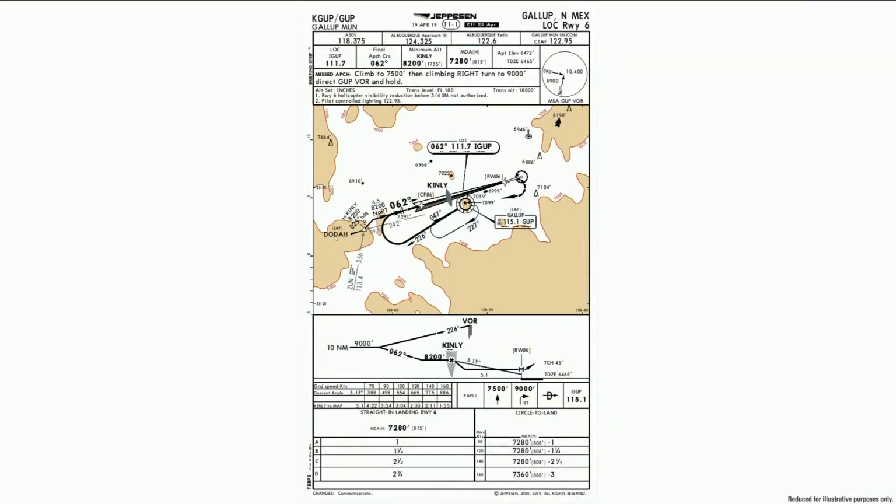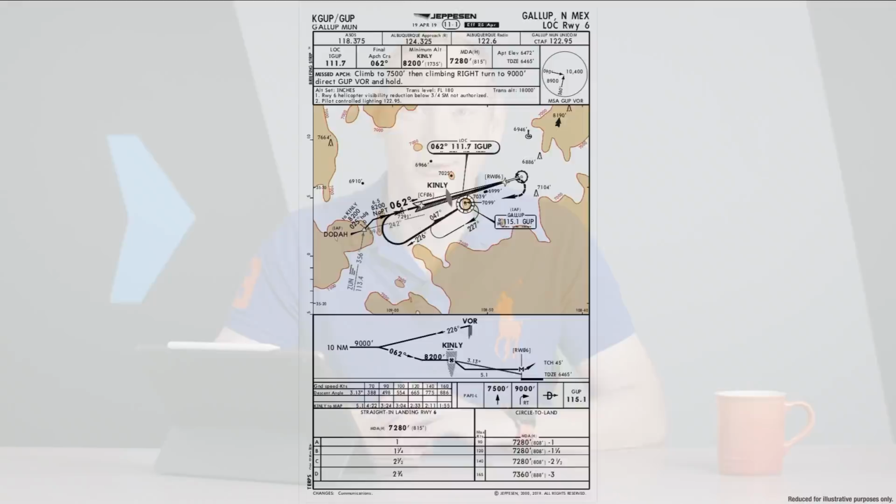Okay, let's take a look at the next approach. And that's the localizer runway 6 into Gallup. So procedure turns. Everybody's familiar with the Holden-Lewin procedure turn, and we're typically familiar with the 45, 180, 45 barb. Those are the standard procedure turns that you see in the National Airspace System.